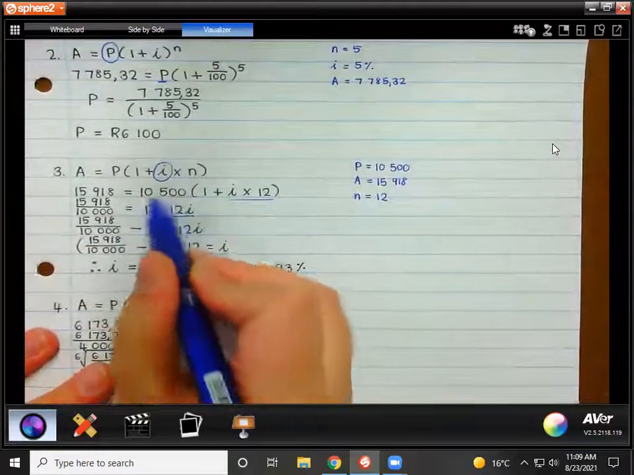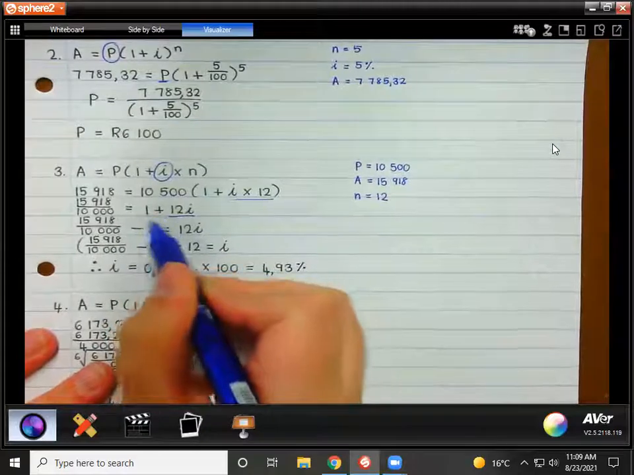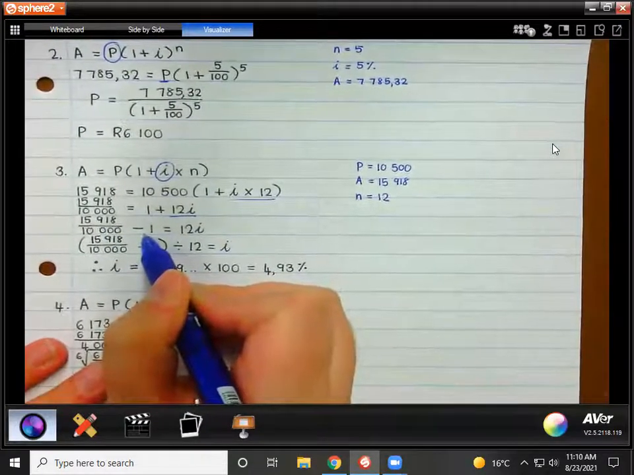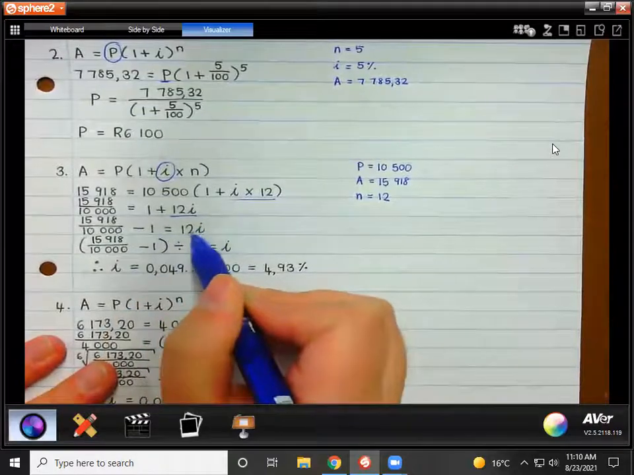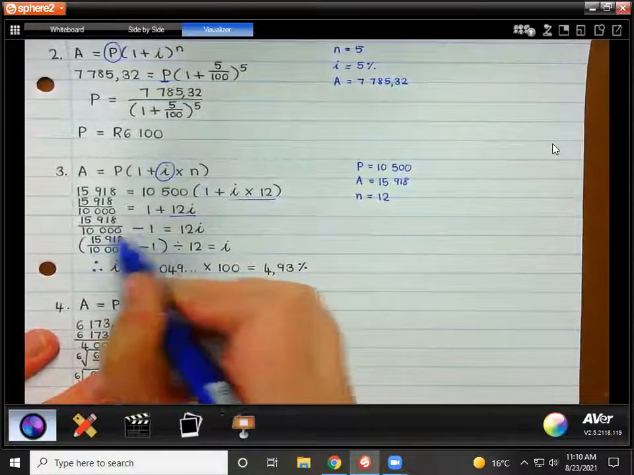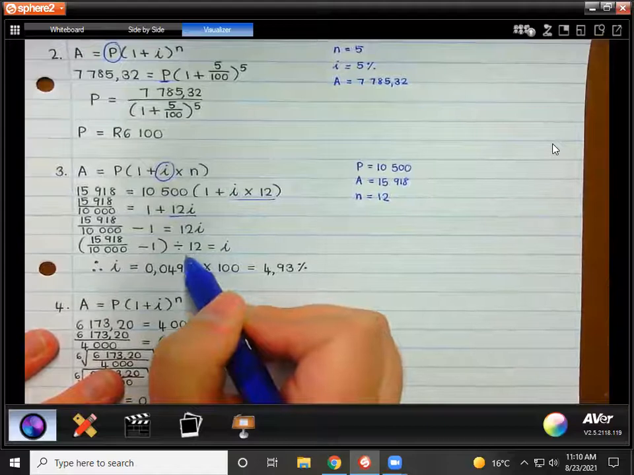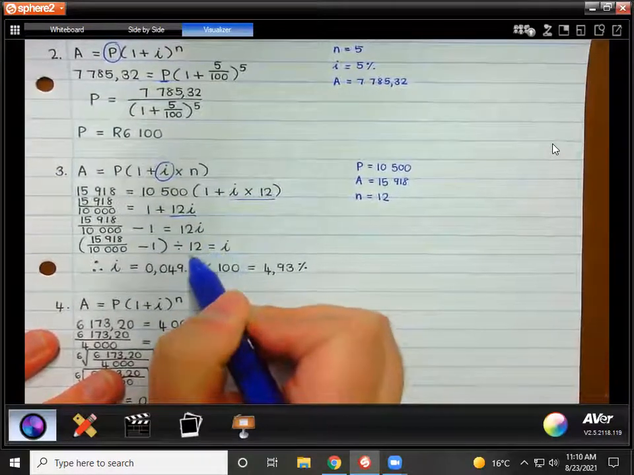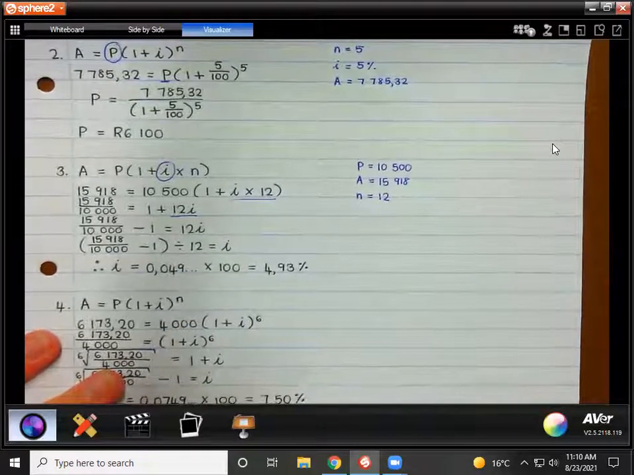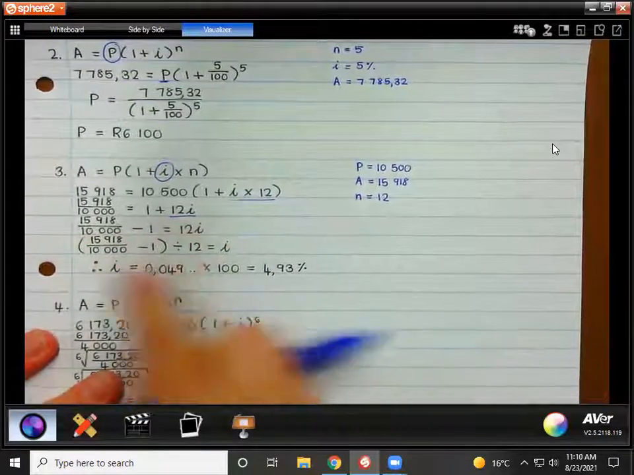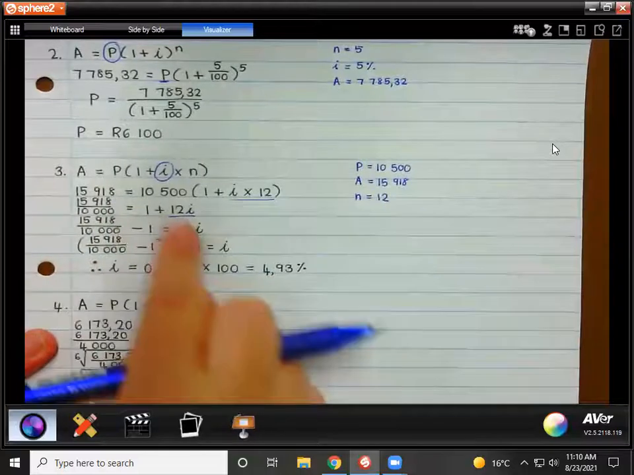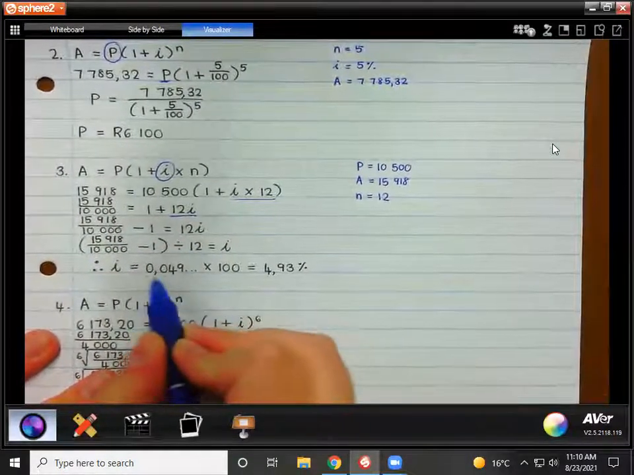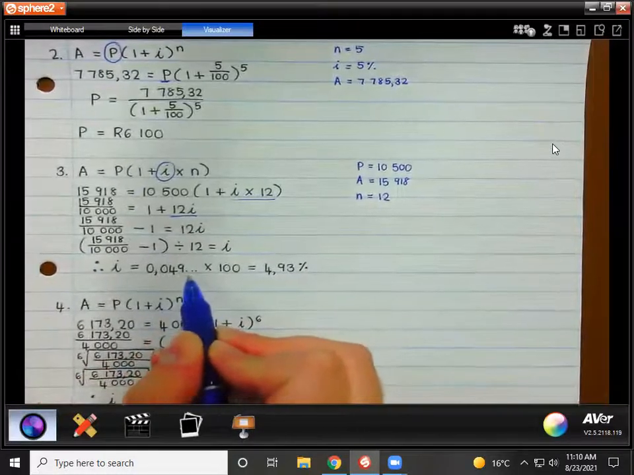It's better to write the number in front, but it doesn't really matter. Now, the next thing that we must move is this plus 1. It becomes a minus 1. And we're left with 12I here. Then we take whatever this is and we divide by 12, because here I'm multiplying by 12. When I move it, I must divide by 12. You type that whole thing into the calculator with the brackets in the correct spot and divide by 12, and you get 0,049 with a bunch of other decimals.